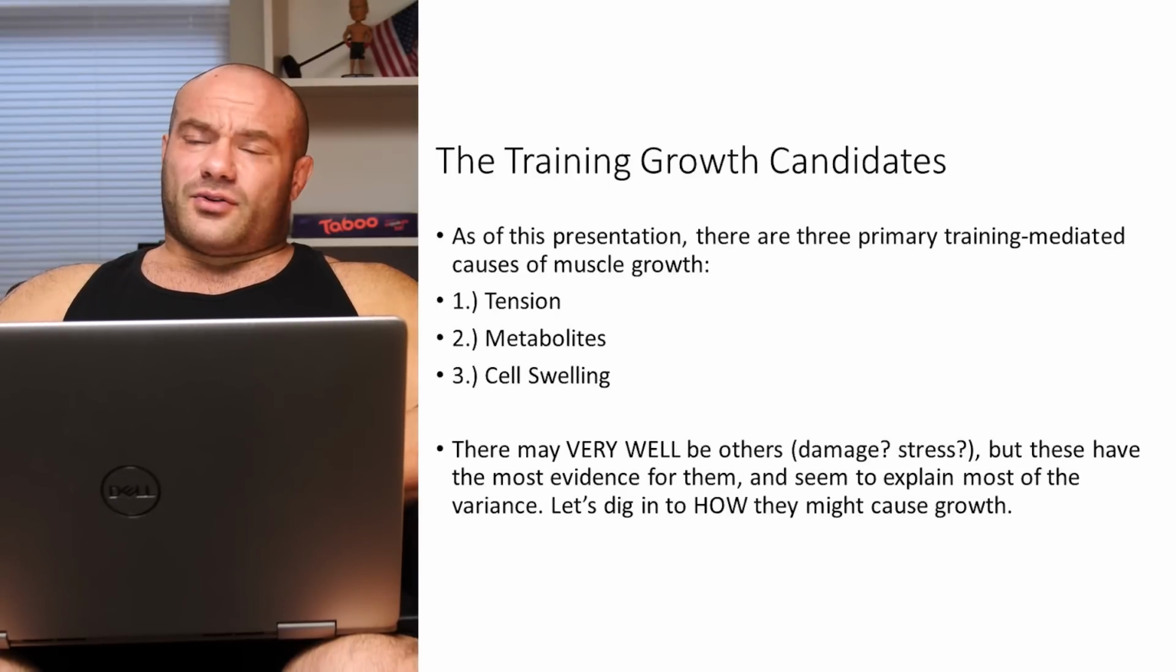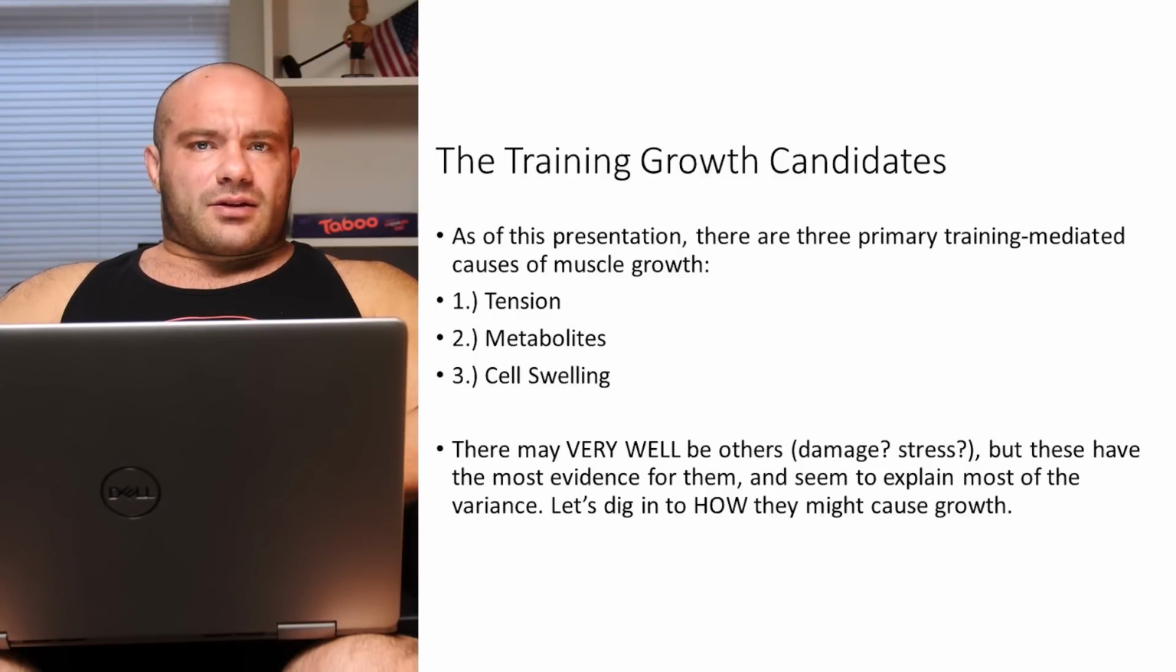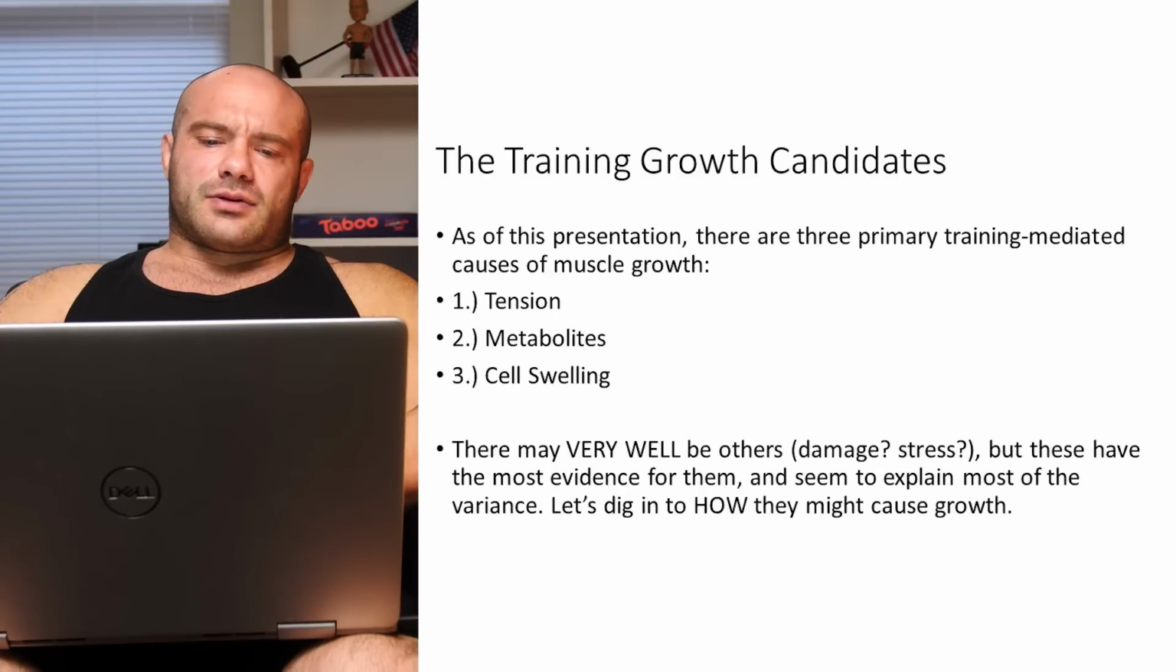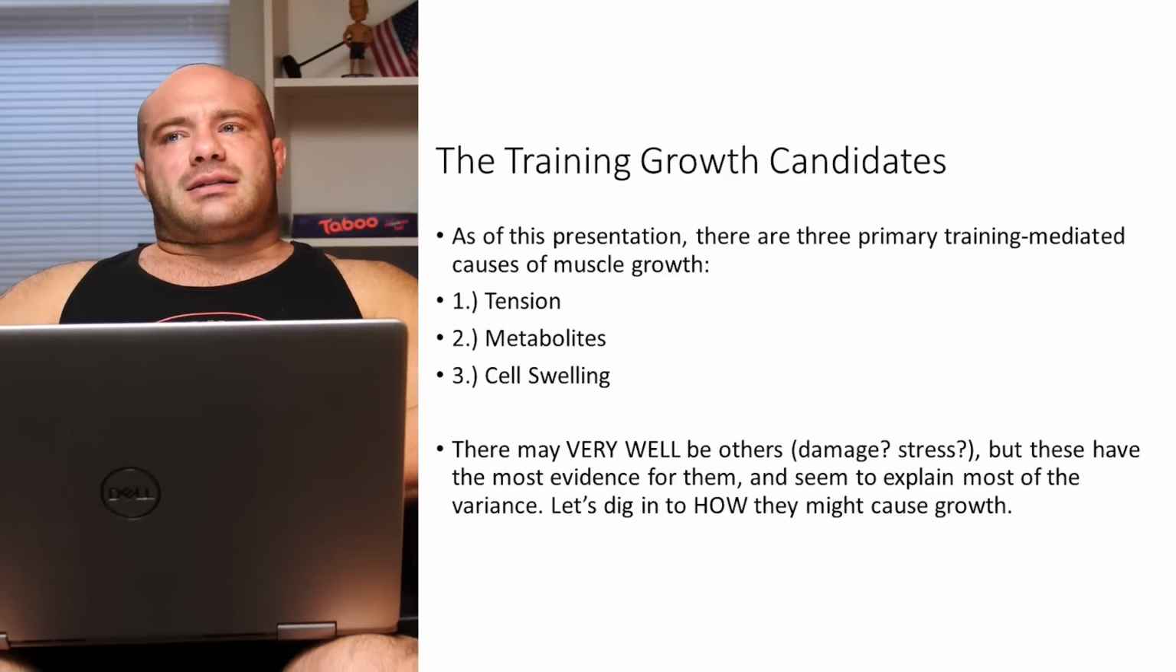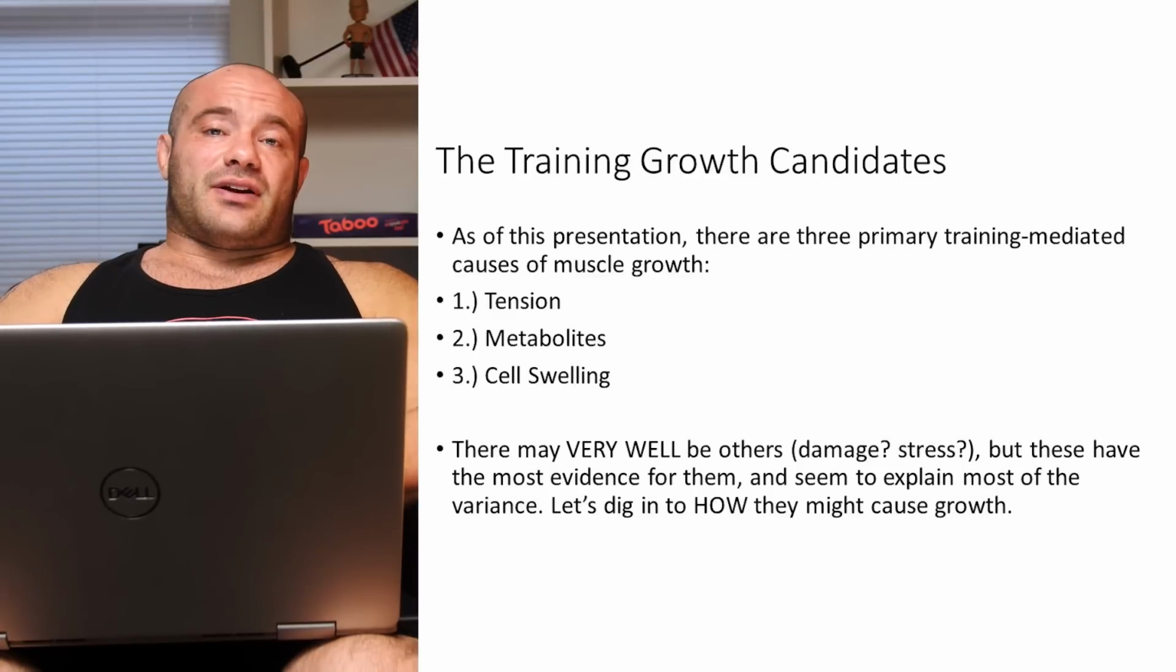A lot of times that's signaled through metabolites, but maybe it's not in all cases. But these ones have the most evidence for them, and they also explain most of the variance. In other words, if we already have at RP an integrated theory of hypertrophy that includes tension, metabolites, and cell swelling, and it seems that that theory currently, maybe just by sheer accident, explains most of the variance in hypertrophy training.